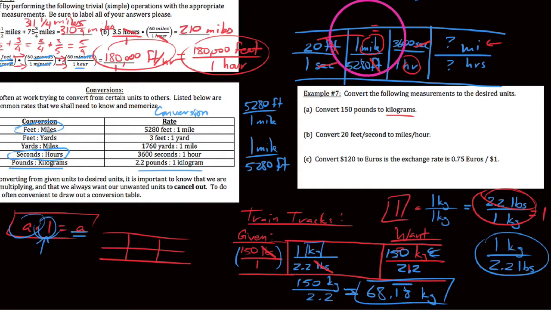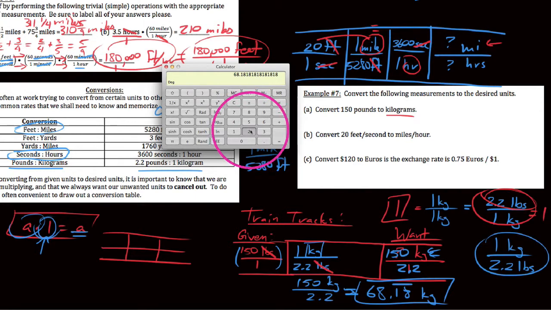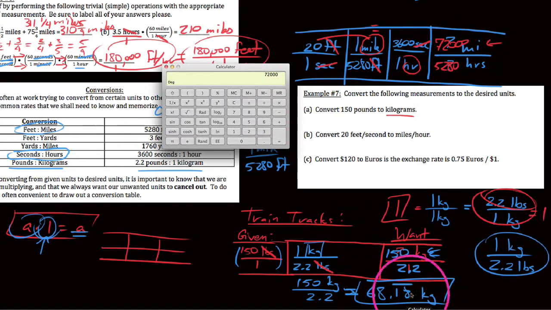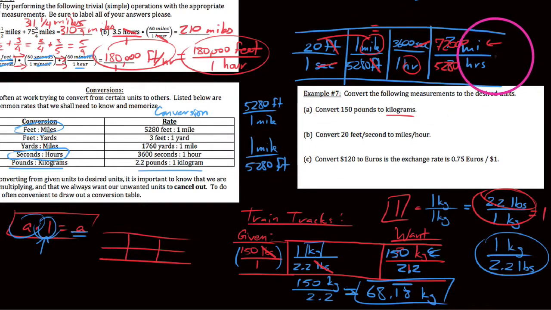So now we just need to multiply straight across 20 times 1 times 3,600. So we get 20 times 3,600, because anything times 1 is itself. We get 72,000 miles. And in the basement, 1 times 5280 is 5280. We'll divide this by 5280, and we get this 13.63 repeating. So this is approximately 13.63 repeating, and we have miles per hour.